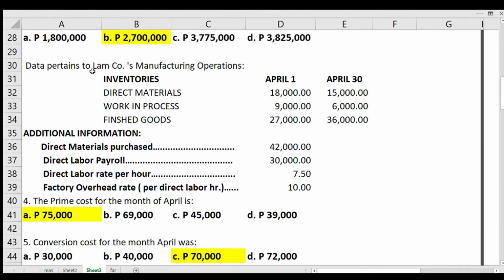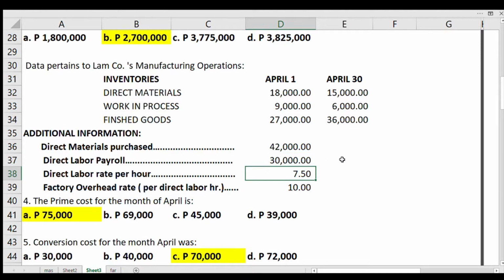Problem number 4. Data pertains to Lamp Company's manufacturing operations. We have 3 inventories available, for April 1 and April 30. Let's start with direct materials with 18,000 and ending of 15,000. Work in process on April 1 was 9,000 and on April 30 it was 6,000. For finished goods, it was 27,000 on April 1 and on April 30 it was 36,000. Okay, we have additional information. The direct materials purchase is 42,000. The direct labor payroll was 30,000.